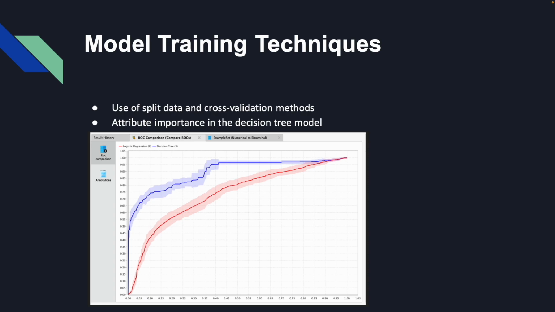In the decision tree model, we paid particular attention to the importance of different attributes. This helped me understand which factors are most critical in predicting employees' likelihood to leave, guiding me to focus on which retention efforts were effective or not.